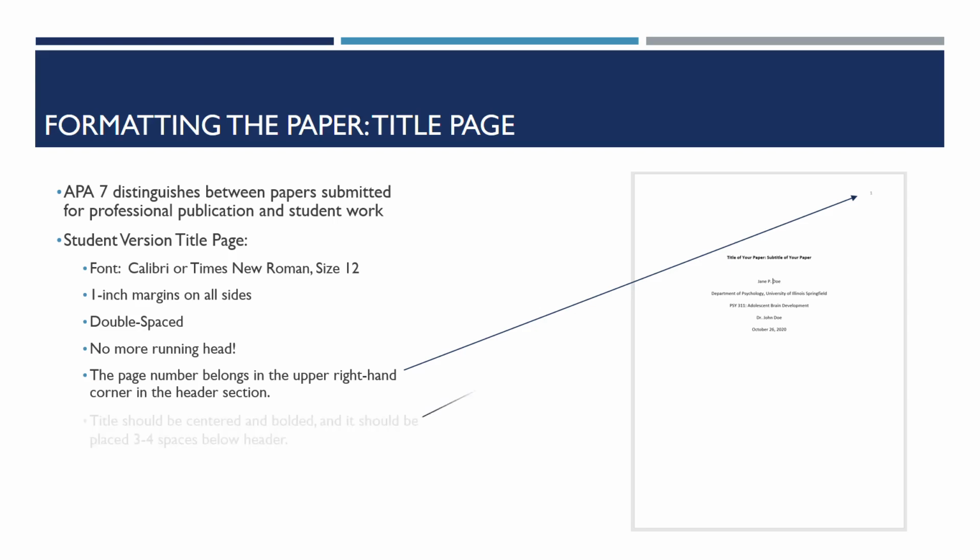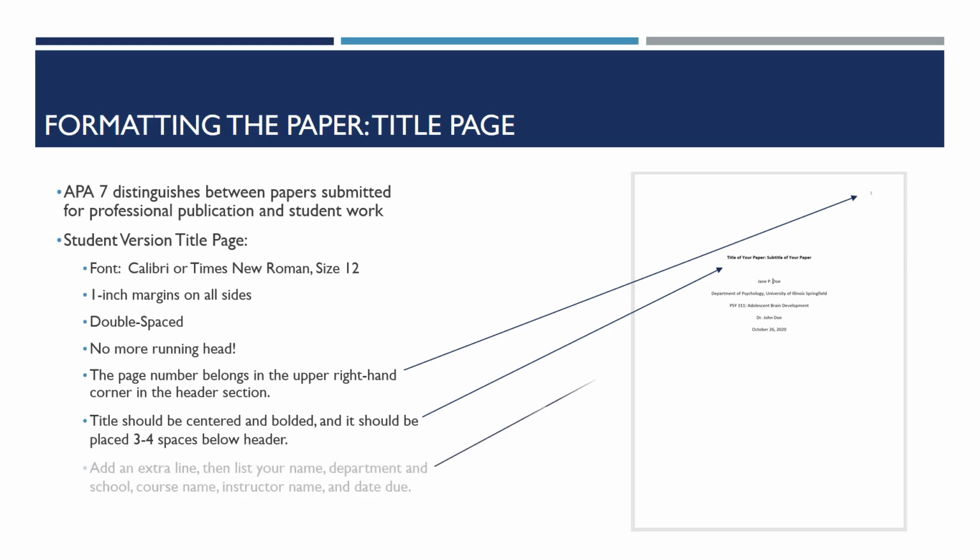On the actual page, place the title in bold, center aligned, about 3 or 4 lines down from the top. Use what's called title case capitalization, where all words are capitalized except for trivial words like prepositions, conjunctions, and articles, unless they're the first word of the title or subtitle. Add an extra line below that, and then add the following, each on their own line. Your name, the department and institution, the class call number and full title, your professor's name, and finally, the date.